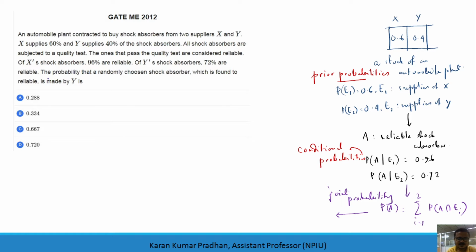Finally, the probability that a randomly chosen shock absorber, which is found reliable, is made by Y. These are called posterior probabilities. That means you are supposed to find that if a given item is reliable, what is the probability that it is made by X, and what is the probability that it is made by Y. These are your posterior probabilities, and this can be found by means of Bayes theorem.